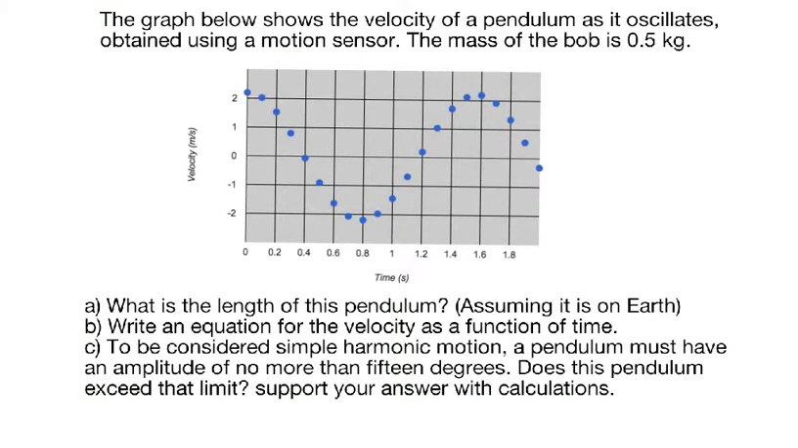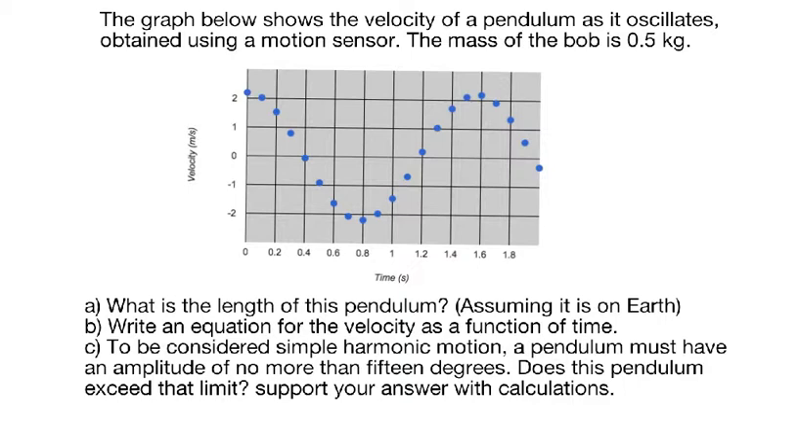Hello everybody. Today we'll be looking at what we can do with a graph of velocity for a pendulum as it moves back and forth. The first question asks about the length of a pendulum. We ought to be thinking here the length of a pendulum is related to the amount of time it takes to complete one oscillation. That information is something that we can figure out based off of this graph.